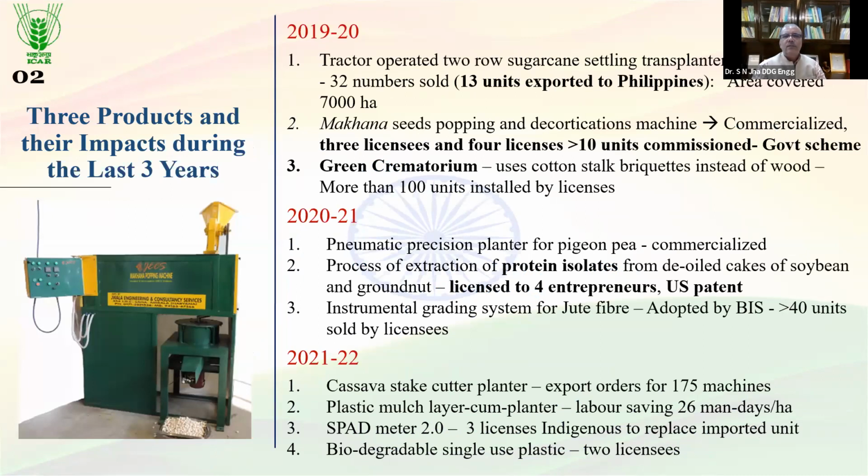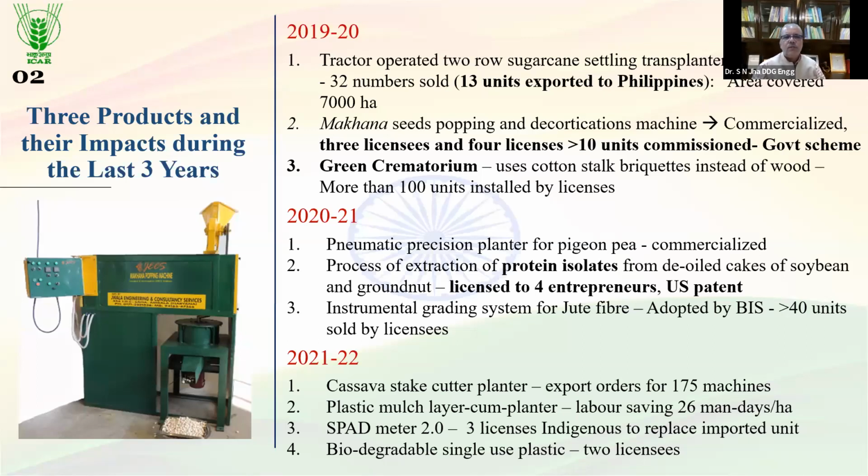Tractor operated sugarcane settling planter: 13 units exported to the Philippines, 32 numbers have been sold, and area covered is 107,000 hectares. It is fully commercialized. And the Makhana seed popping and decortication machine is fully commercialized. 3 licenses, 4 licenses, and one has also renewed their license.